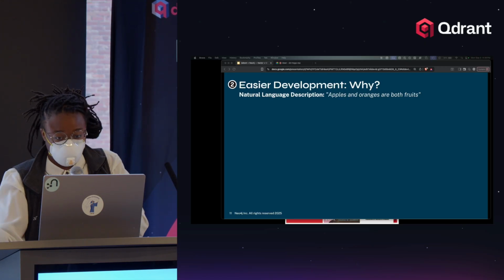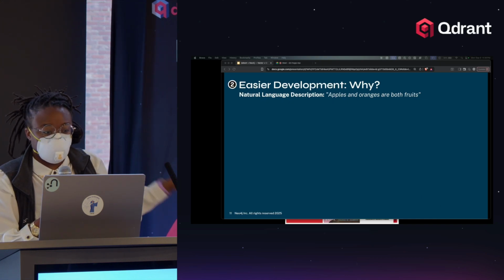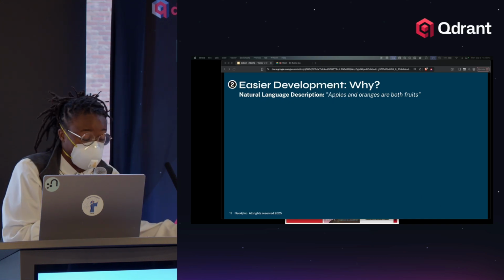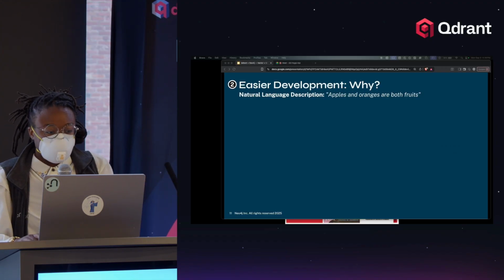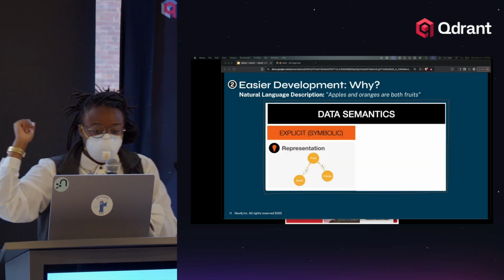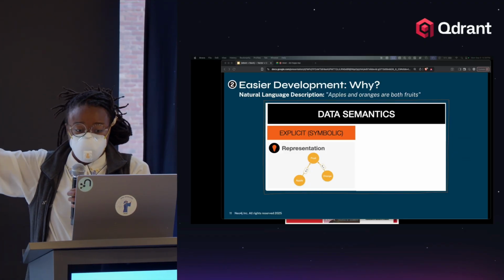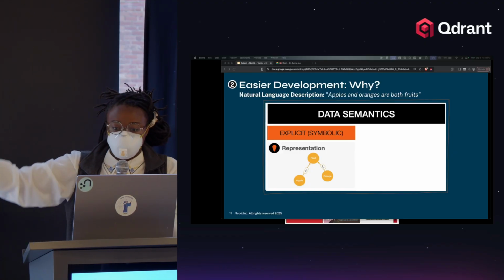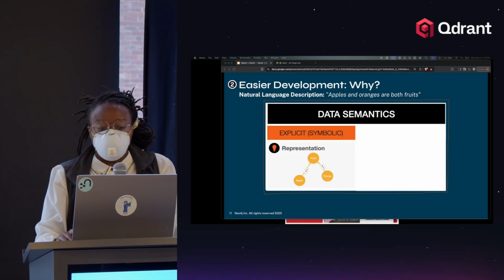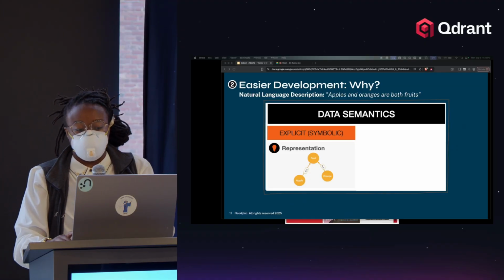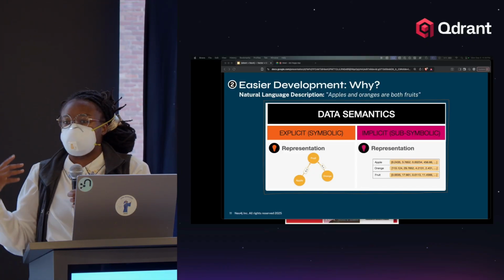So for example, say we have the phrase "apples and oranges are both fruit." If we represent that in a graph space, it's actually relatively easy, right? There's an apple node, and there's a relationship, also called an edge, and then you also have a fruit node. So apple is a fruit, orange is a fruit, simple. It helps make data a bit more human readable versus viewing it in the standard embedding calculation.